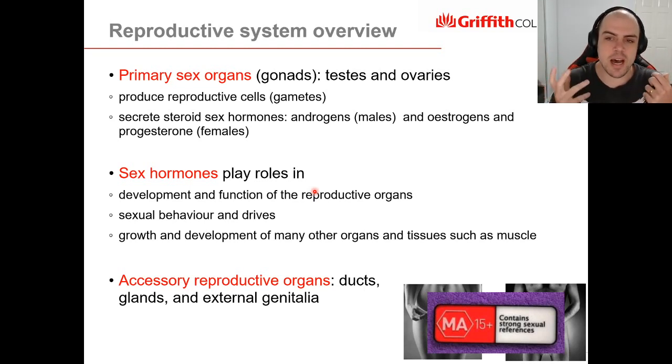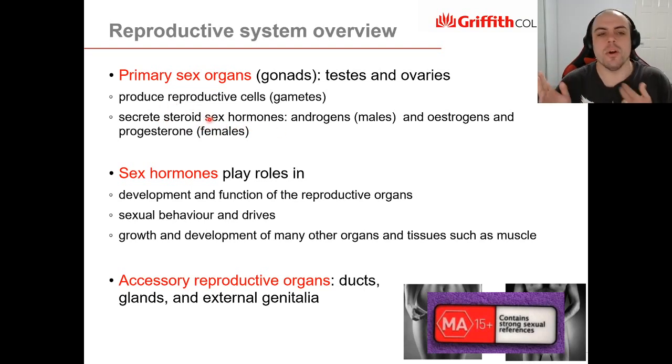Now, gametes are quite unique in terms of that type of cell. Interestingly, it's both the largest and the smallest cell that we have, but it's also the chromosomal makeup that is very different. But again, we'll talk about that a little bit more in a moment. And of course, a big function of our primary sex organs is not only the production of our reproductive cells or sex cells, it is also the production of our sex hormones, okay? These steroidal sex hormones, things like testosterone, estrogen, progesterone and so on.